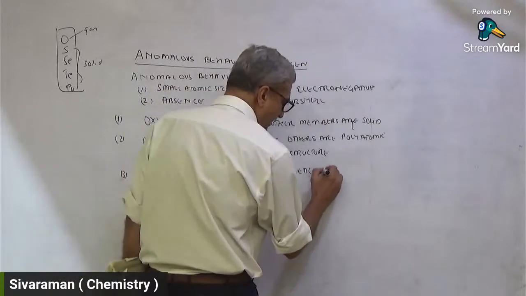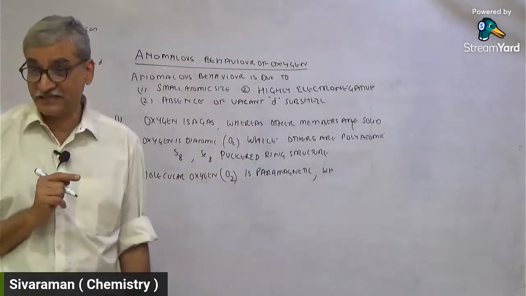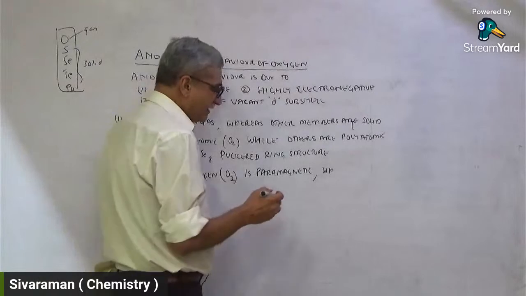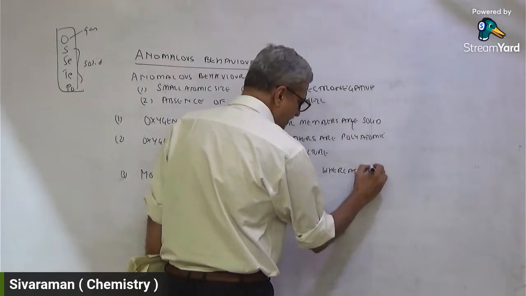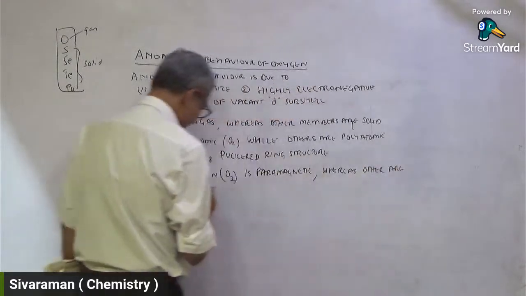Whereas others are, that can be a question which can be asked. Is it clear? I'll tell you how they'll trick you. So molecular oxygen is paramagnetic, whereas others are diamagnetic.